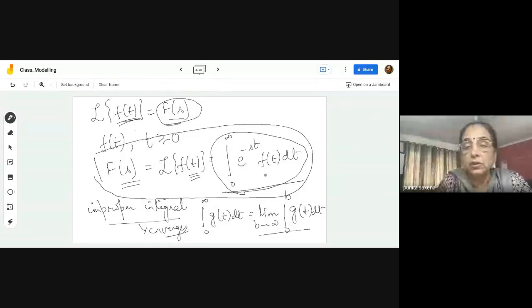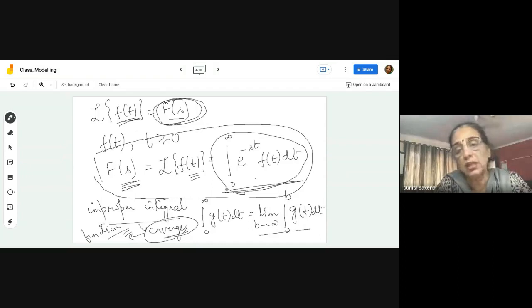Now, of course, if it does not converge, it is of no interest to us. So we are going to be bothered only about those functions for which the Laplace transform exists, or the improper integral converges. But one thing is very clear, that whenever an improper integral converges, it does not converge to a finite value. It always converges to some function. And that function is this capital F(s). So basically, this capital F(s) is nothing but the convergent limit of this improper integral.